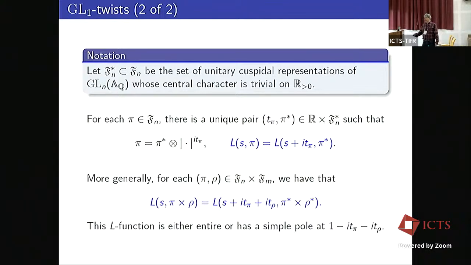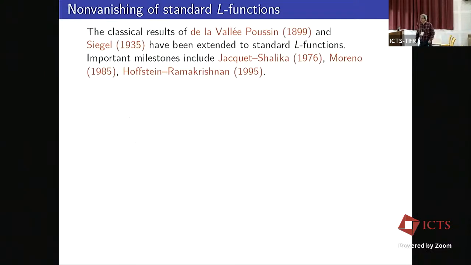And this pole exists if and only if pi star and rho star are duals of each other, contragradients of each other. Now, we have good results for standard L functions. By standard L function, I mean L(s, pi). The usual logarithmic zero-free region for the Riemann zeta function by de la Vallée-Poussin has been extended to standard L functions, and Siegel's non-effective zero-free region for quadratic L functions has also been extended.